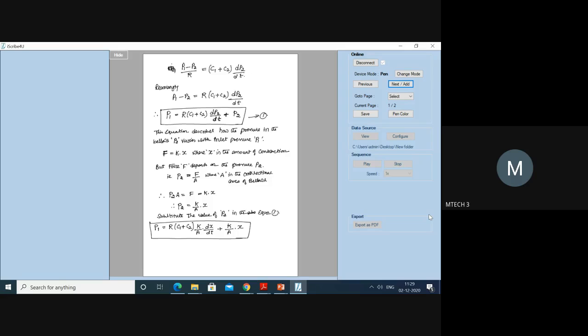Okay. K by A into X. This equation describes how the contraction X of the bellows changes with time when there is an input, when there is a pressure P1.